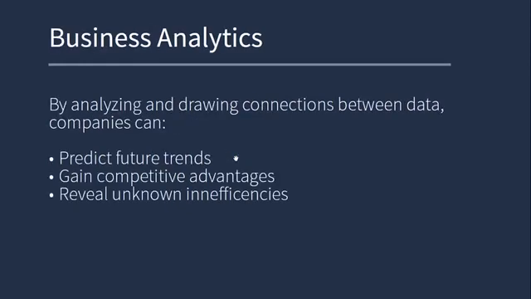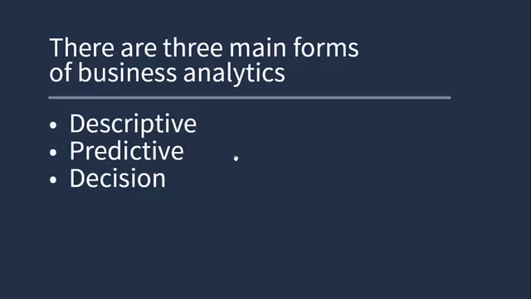Now, business analytics is used to draw connections between data, and companies use it to predict future trends, gain competitive advantages, and reveal unknown inefficiencies in their systems. There's three main forms of analytics. There's descriptive, predictive, and decision. And the nice thing is that all of these names are very intuitive.